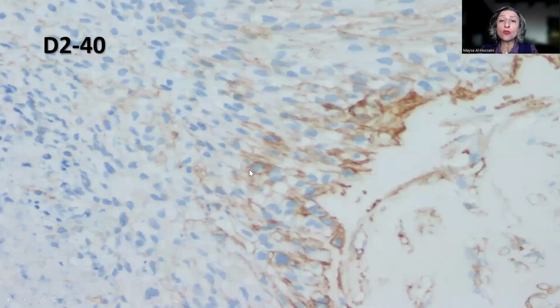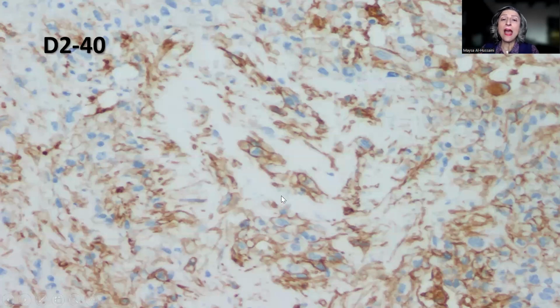D2-40 is also described in hemangioblastoma. This was focally positive in this tumor. In this example, many areas were completely negative. This was around the area of necrosis, and the positivity is clear here in the tumor cells. And this was again the area of the more typical growth pattern where we have the groups of tumor cells separated by the vessels, and this is also positive.